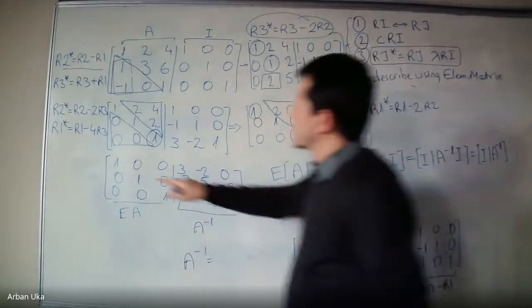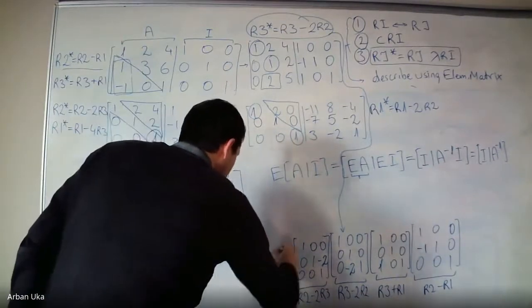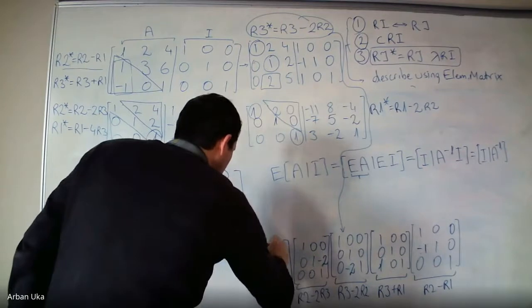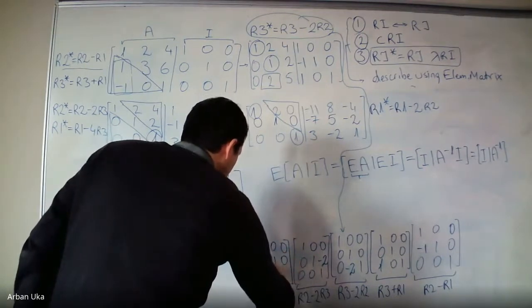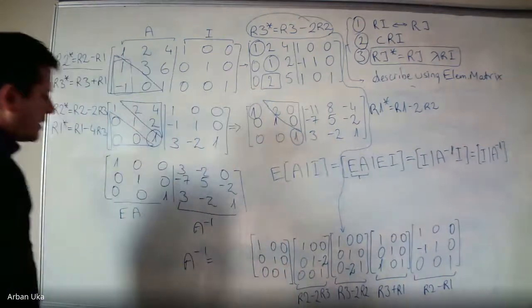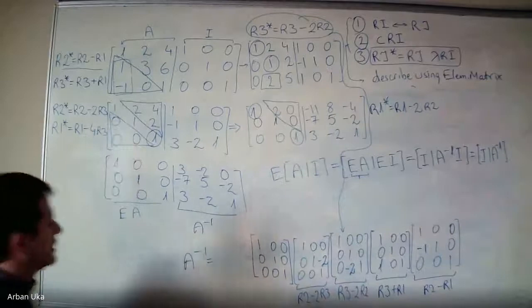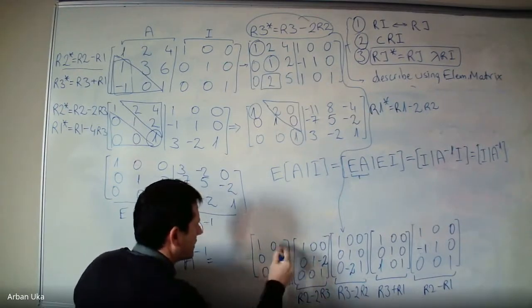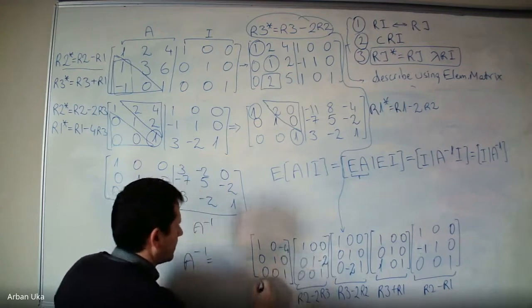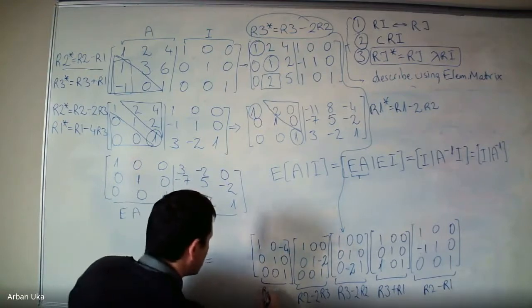Then we need to do this row 1 minus 4 row 3. So here we have row 1 minus 4 row 3. This is going to be this one minus 4. We have a minus 4 here. I'm not going to write the expression, what we can do. Row 1 minus 4 row 3.